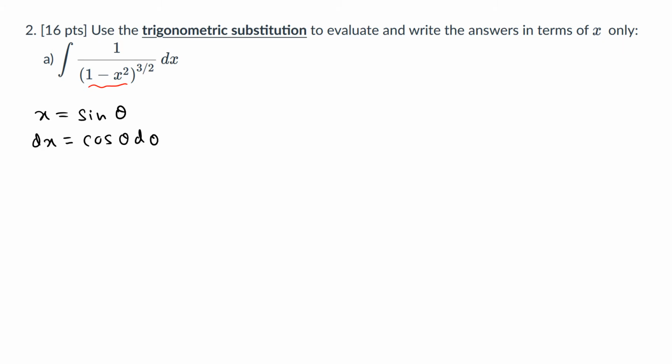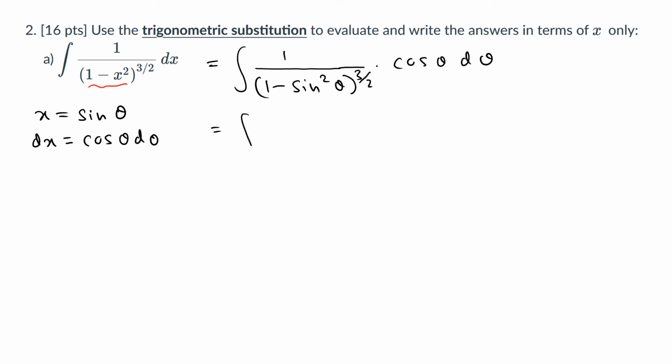Now what we can do, we're going to go back and substitute into the problem, up to the expression. So you can see it is 1 over (1 minus sine squared theta) to the 3 halves power times dx. dx is simply cosine theta d theta. Now let's simplify this a little bit. You can see 1 minus sine squared means cosine squared from the Pythagorean identity. So this simply becomes cosine squared theta to the 3 halves power.